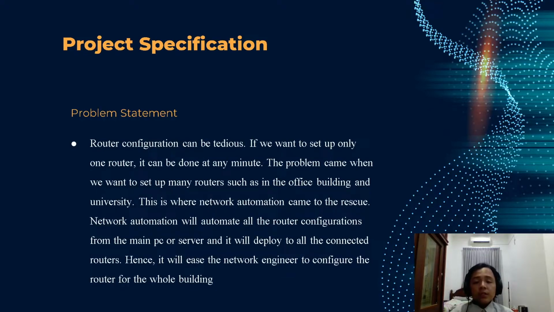Router configuration can be tedious. If you want to set up only one router, it can be done in a few minutes. The problem comes when we want to set up routers for the whole building. Thus, network automation came to the rescue. Network automation will automate all the router configuration from the main PC or server, and it will deploy to all the connected routers. Hence, it will ease the network engineer's work in configuring the routers for the whole building.